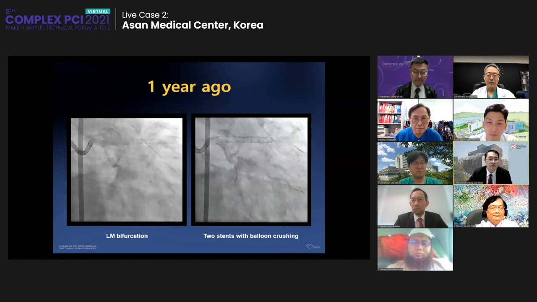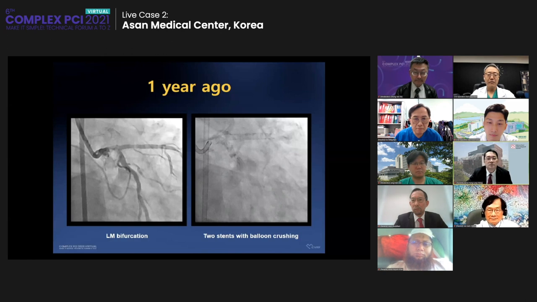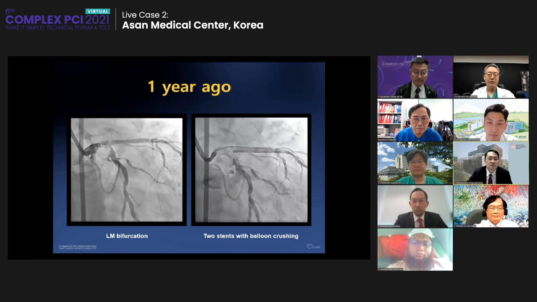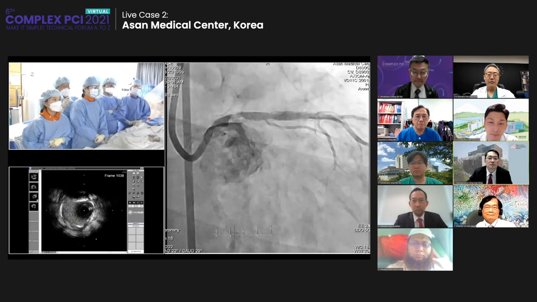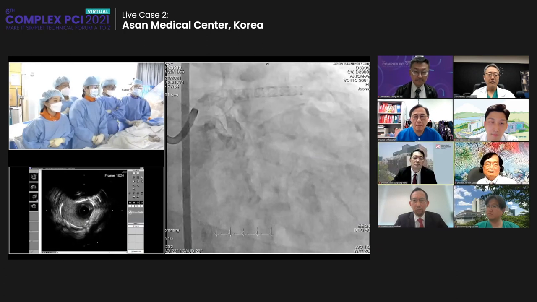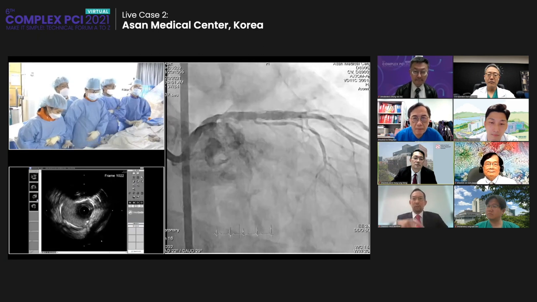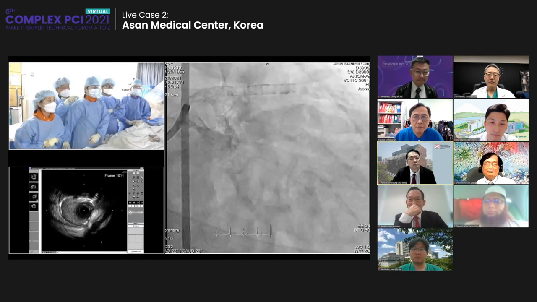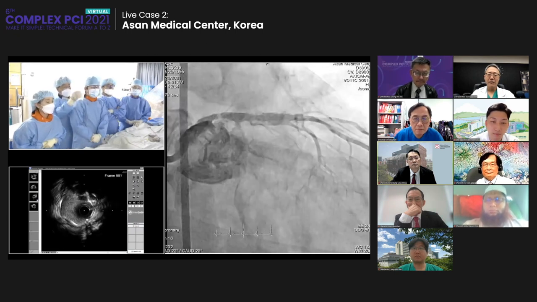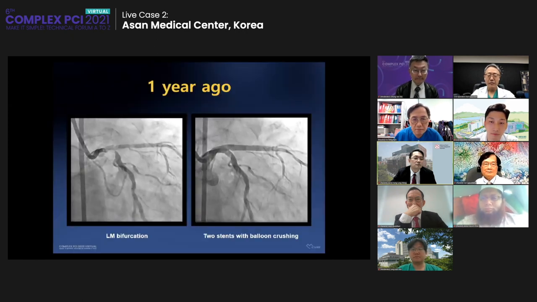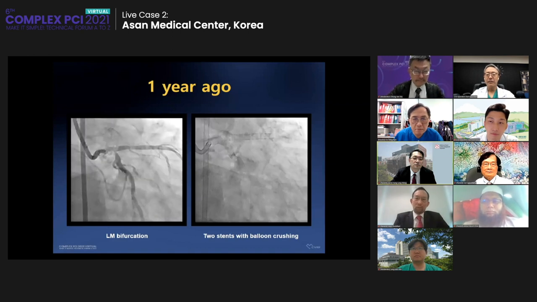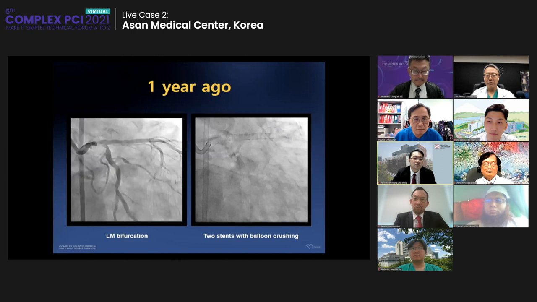So I would like to ask the operator how we can treat this patient. The region of the main stent is technically very difficult. Dr. Gang, would you show us the final image of the previous angle after the two-stent crushing? That one is immediately after. Anyway, the proximal part of the stent. Okay, second image, please.